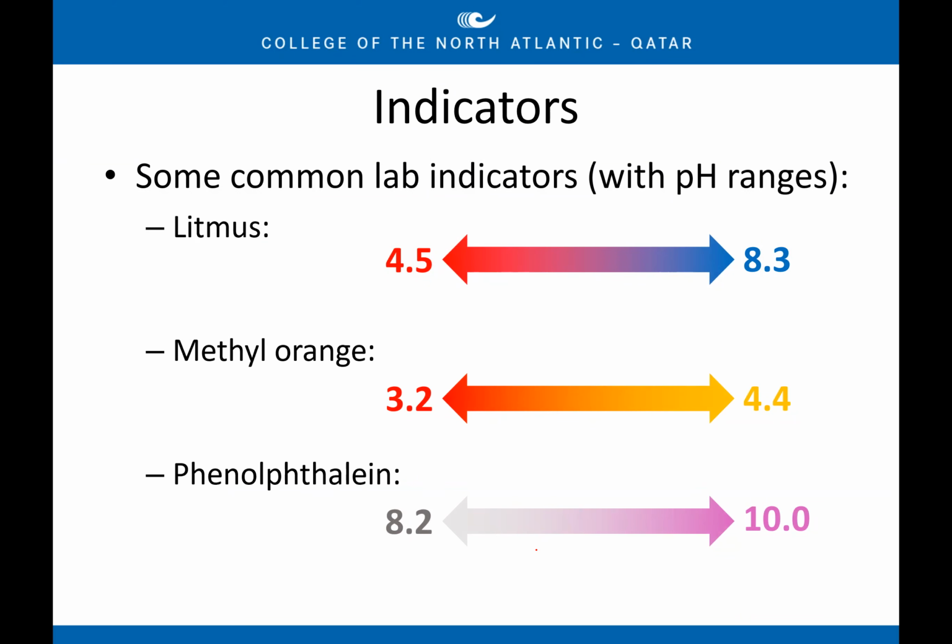So look at these three indicators that we use in the lab a lot. There's litmus paper. Litmus is a little piece of paper. It tends to turn red in acid, blue in base. I don't know if you guys can remember that at the very beginning of chapter 4, I mentioned blue base. That's for litmus.